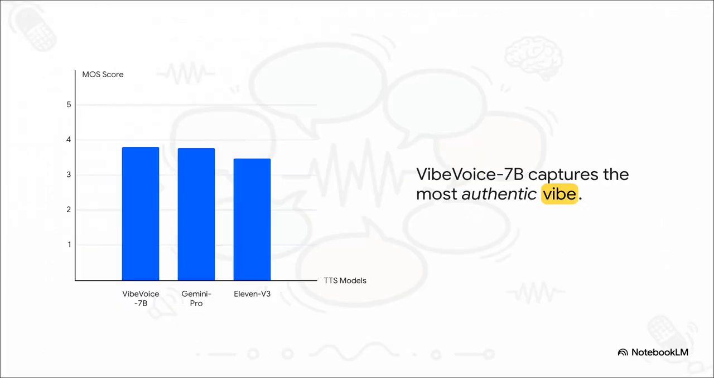But it's not just about length, right? It's about quality. Scaling the LLM backbone up from 1.5 billion to 7 billion parameters yields some incredible perceptual gains. In subjective human evaluations for realism, which measures things like natural prosody, emotion, and just overall smoothness, VibeVoice 7B scored a 3.81. That actually edges out the top proprietary models they tested against. It captures that authentic human conversational vibe better than anything else in its class.